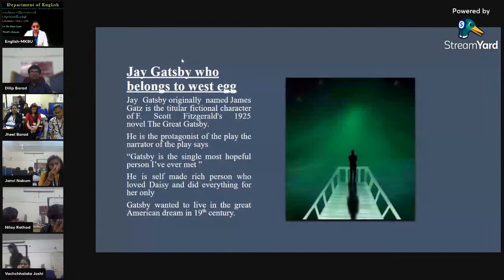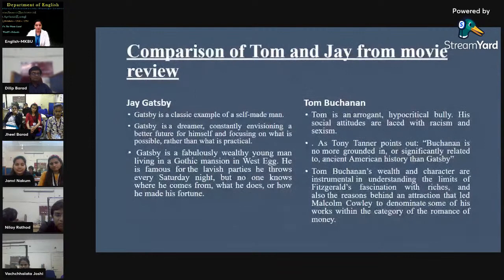Jay Gatsby, who is a protagonist and who belongs to West Egg, is a self-made person who is known as the most hopeful person ever. And the comparison between Tom and Jay Gatsby from the movie review we watched in our class: Jay Gatsby is a classical example of a self-made man, whereas Tom is an arrogant, hypocritical bully laced with racism and sexism. Gatsby is a dreamer, constantly envisioning a better future for himself and focusing on what is possible rather than what is practical.